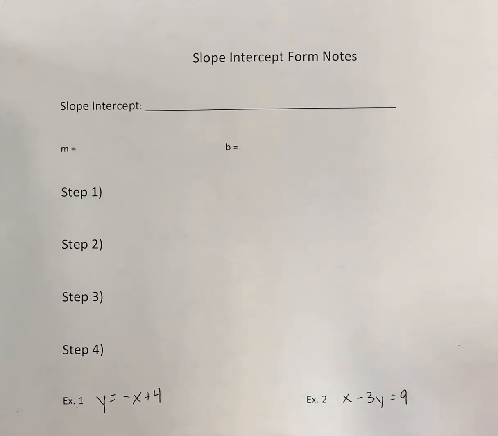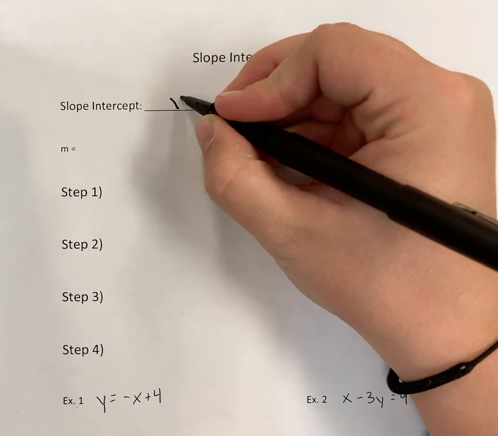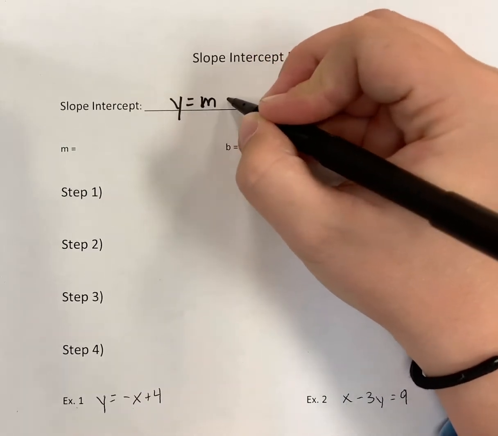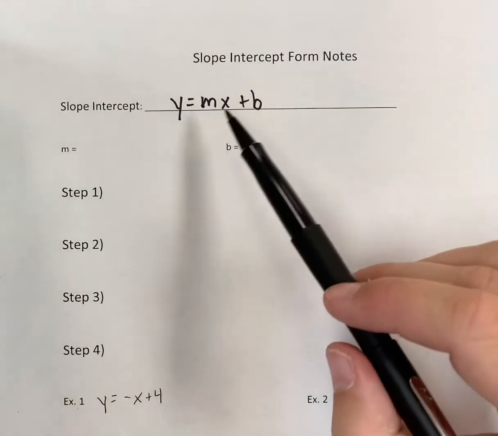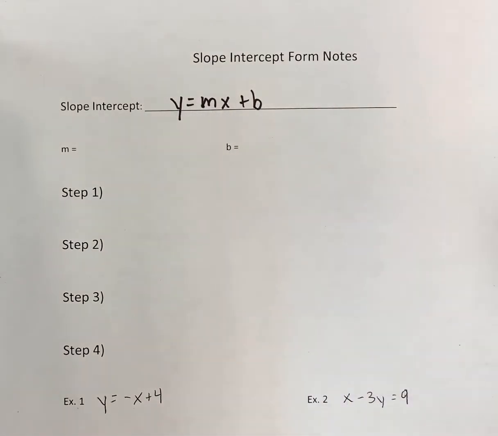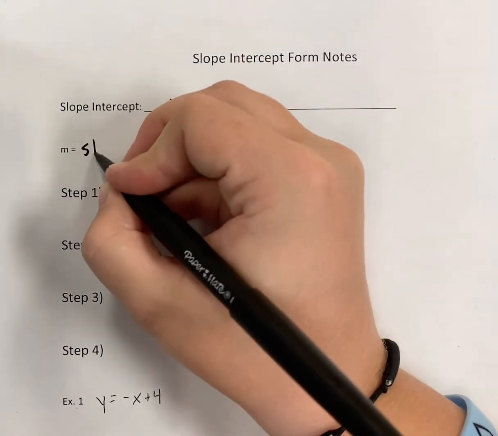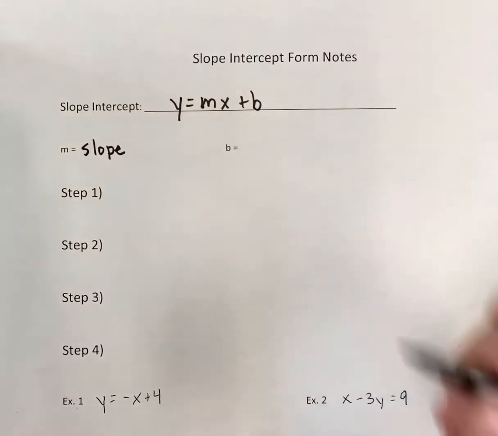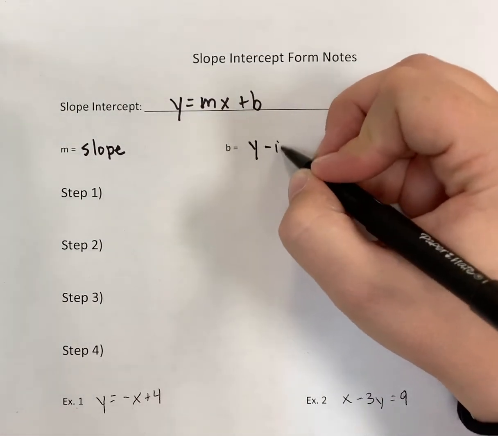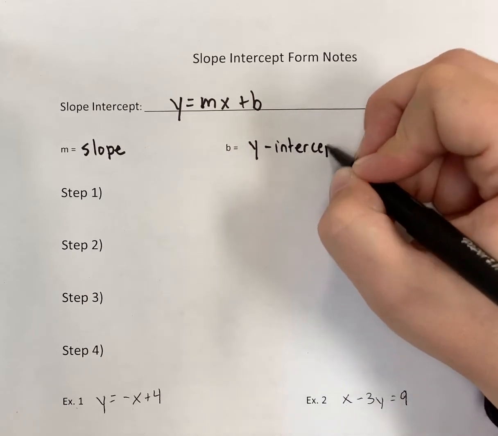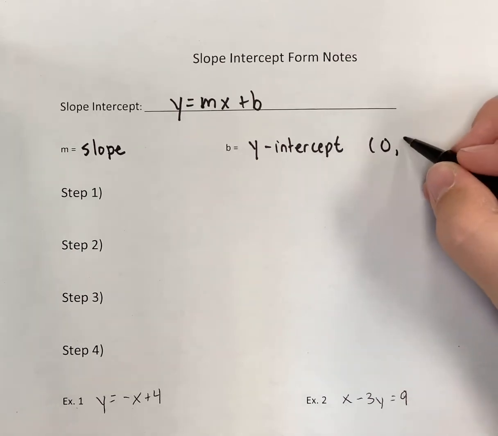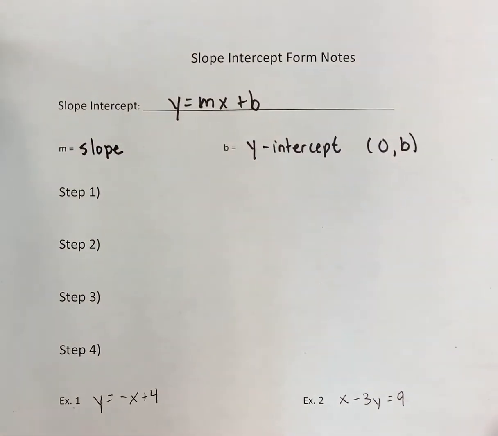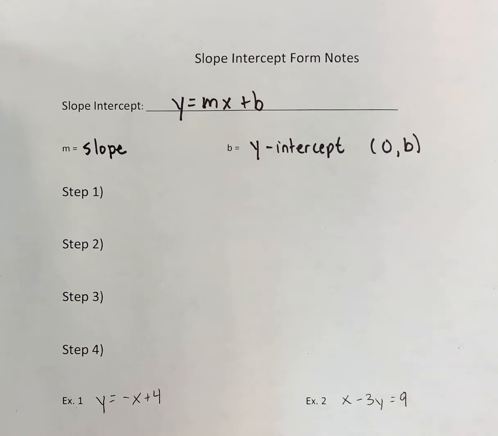So first of all, slope-intercept form looks like y equals mx plus b. Where x and y are variables, m is your slope, so that's rise over run. And then b is specifically the y-intercept. So it's going to be the point where x is 0, and then whatever b is is the y value. So it's the y-intercept.